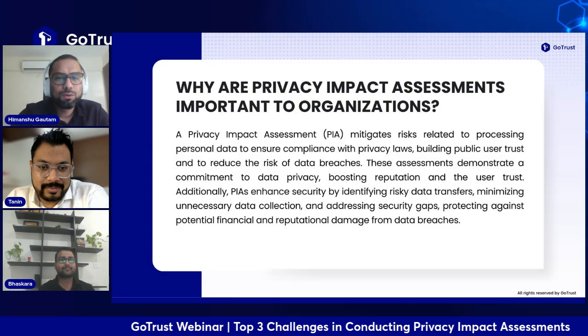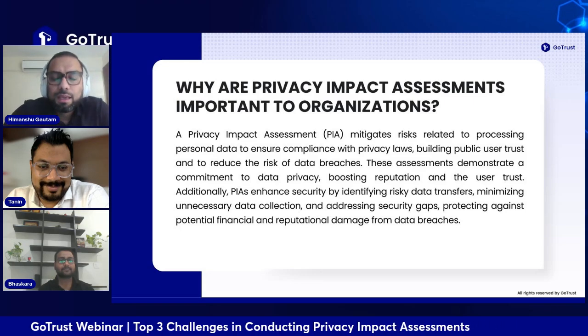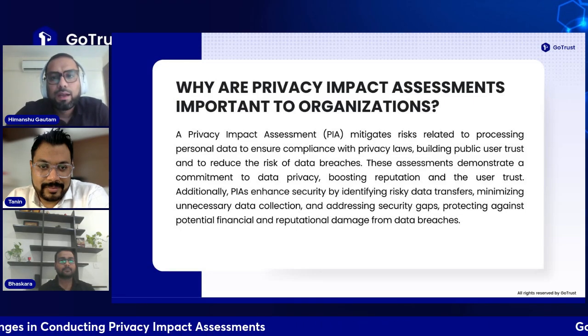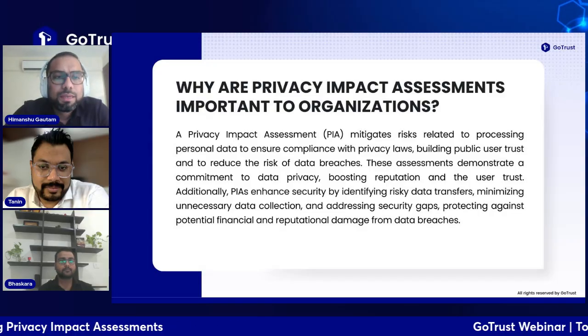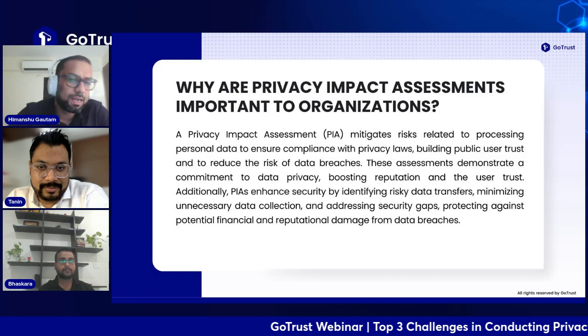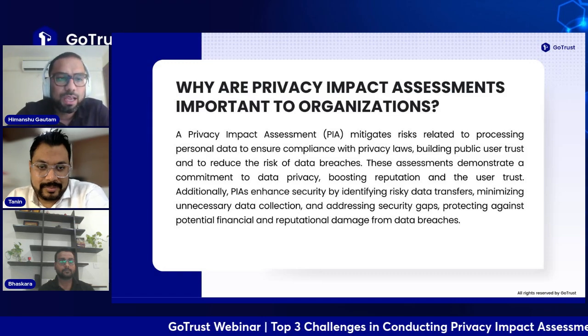I totally agree with that. Basically, what we're trying to say is we need to measure the risk, and therefore we are doing the PIA. Of course, risk can be on the privacy side and can be on the security side. What is your take on it, Tanin?